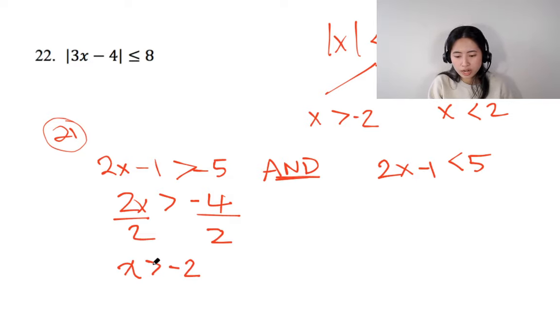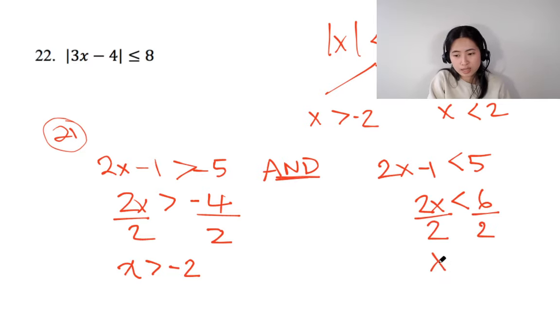On the other hand, let's say we're looking at this side right here. So you have 2x, and this is going to be less than 6, because it's 5 plus 1, which is 6. Dividing both sides by 2, you're going to get x less than 3. Does that make sense? And then because it's "and", this is going to apply for every single absolute value you're looking at. So you're going to have -2, and then you have 3.